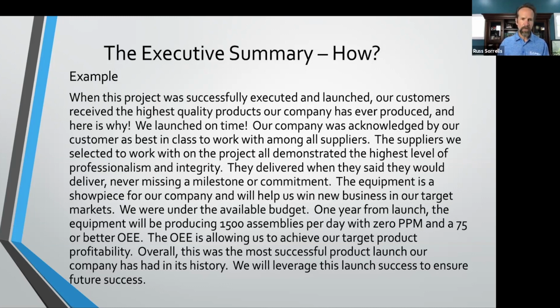The equipment is a showpiece for our company and will help us win new business in our target markets. We were under the available budget. One year after launch, the equipment will be producing 1,500 assemblies per day with 0 ppm and 75 or better OEE. The OEE is allowing us to achieve our target product profitability. Overall, this was the most successful product launch our company has had in its history. We will leverage this launch success to ensure future success, right?